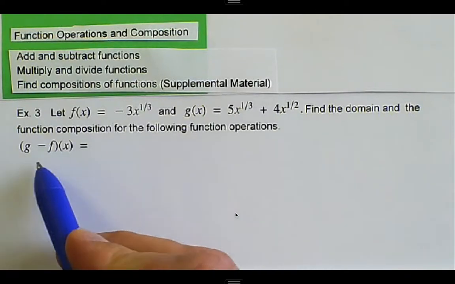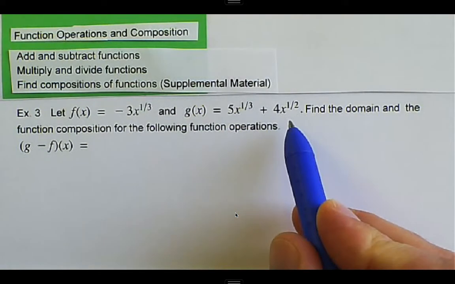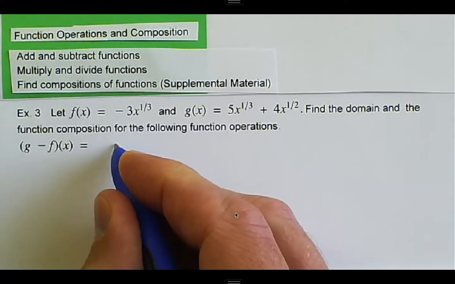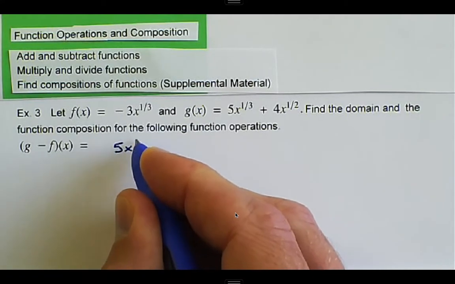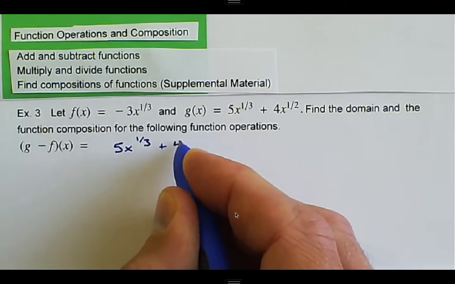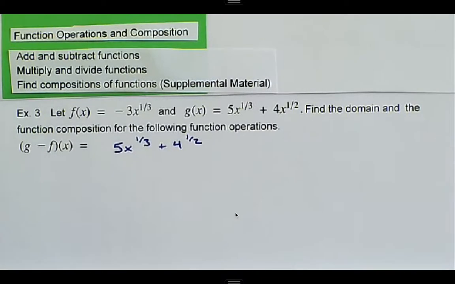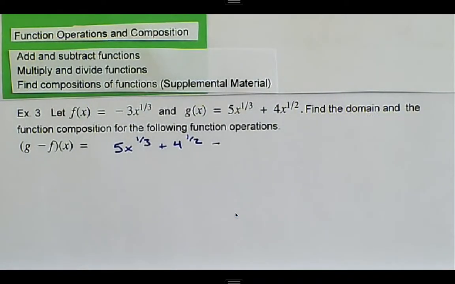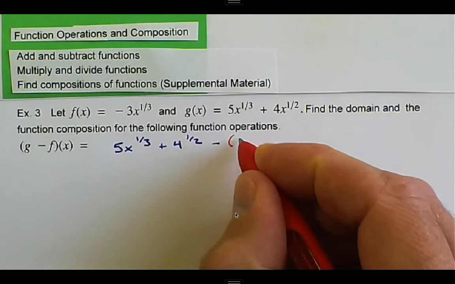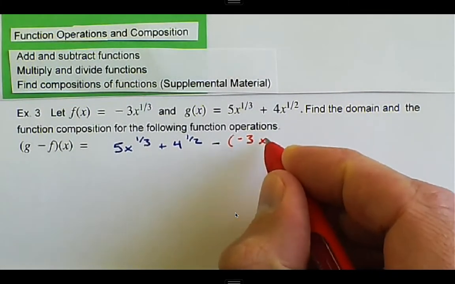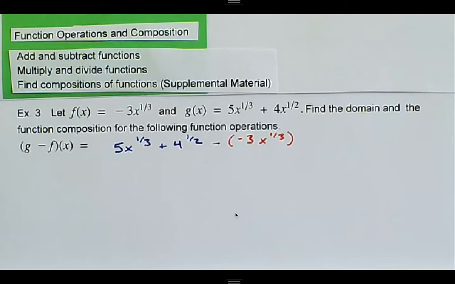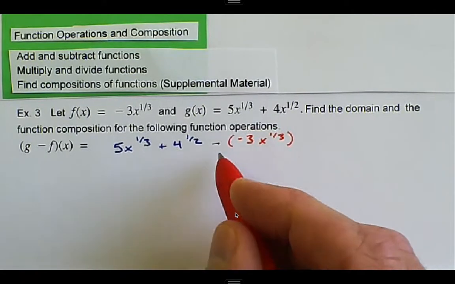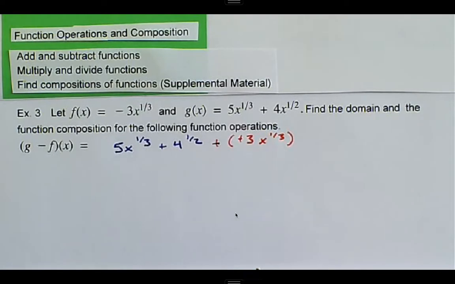So the first thing is we have the function g, so we're going to substitute the function g in. In this case, we have 5x to the 1/3 plus 4x to the 1/2. And then we are going to subtract negative 3x to the 1/3. So negative, negative, that means that we're going to go to positive there.